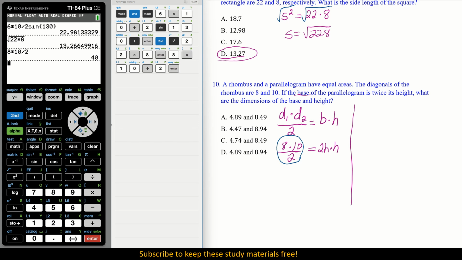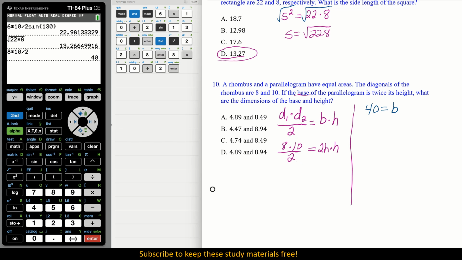That gives us 40. So let's come over here and put 40 equals. And we're still not going to know the base, but we will know the height. So I'm not going to fill that in yet. You'll see what I'm talking about when we lose what we need. We're going to have to do all these calculations. Okay, so what do we have? We have 40 equals 2h squared.